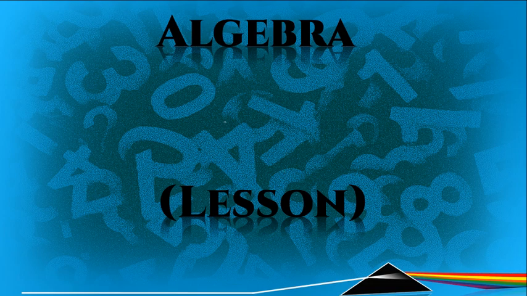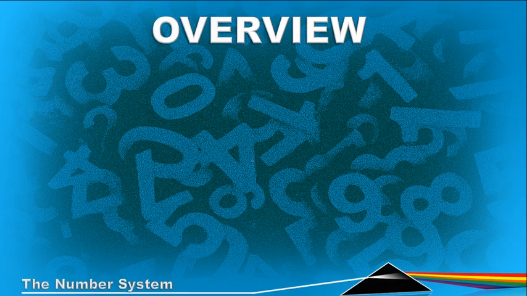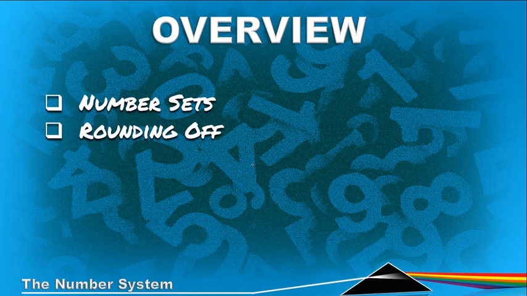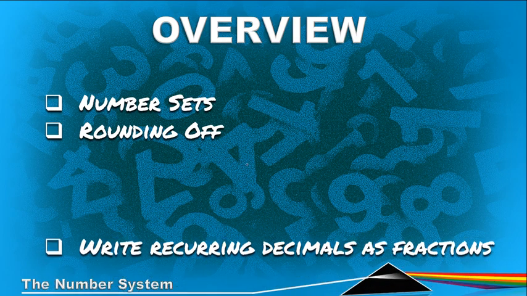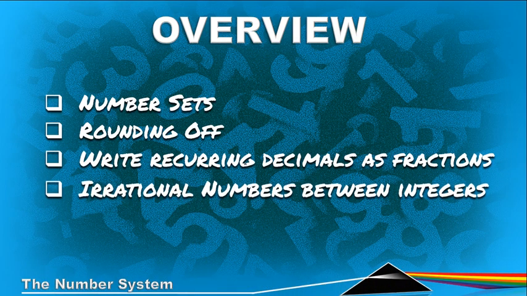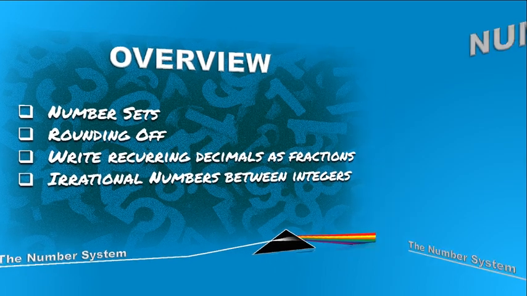For our first lesson in grade 10, we're going to look at the number system. An overview of this lesson is we're going to start with number sets. Then we're going to look at rounding off, which you've seen a lot before, but it's just important to revise that. And then something brand new, writing recurring decimals as fractions. And then finally also determining between which integers an irrational number lies.